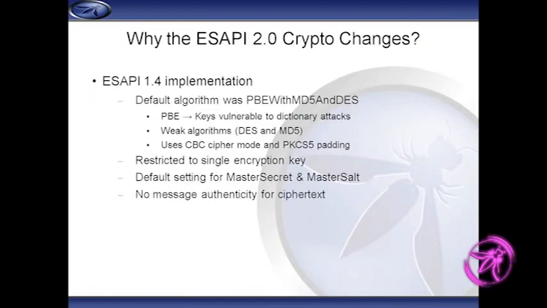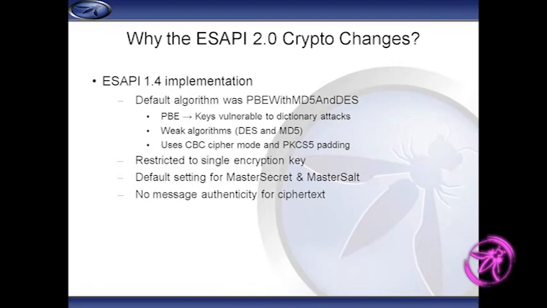Okay, today I wanted to talk about a couple things. Essentially, why did we make the changes? What was broken about it? What did we do to fix it? And then end with an advanced example of some of the stuff that's in 2.0, which goes beyond the simple encryption stuff.